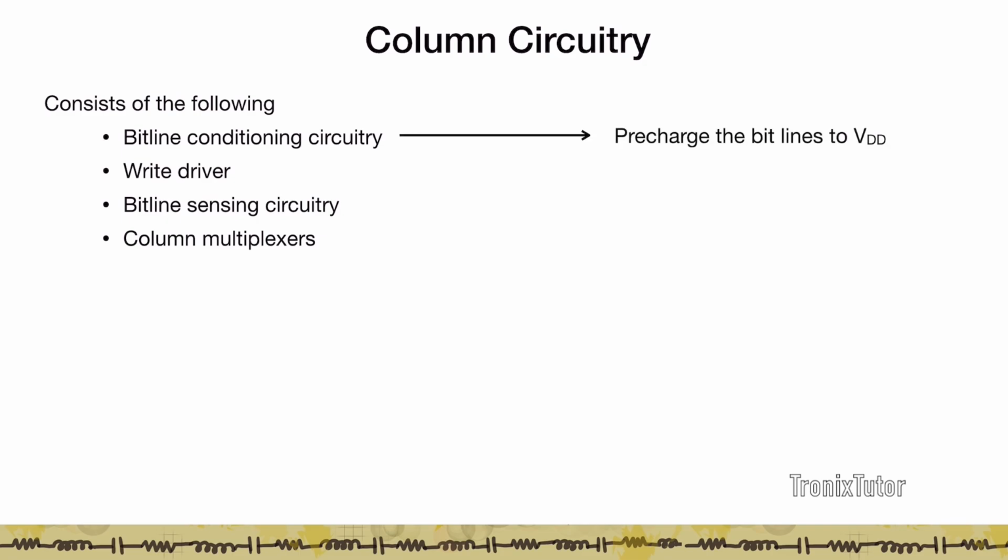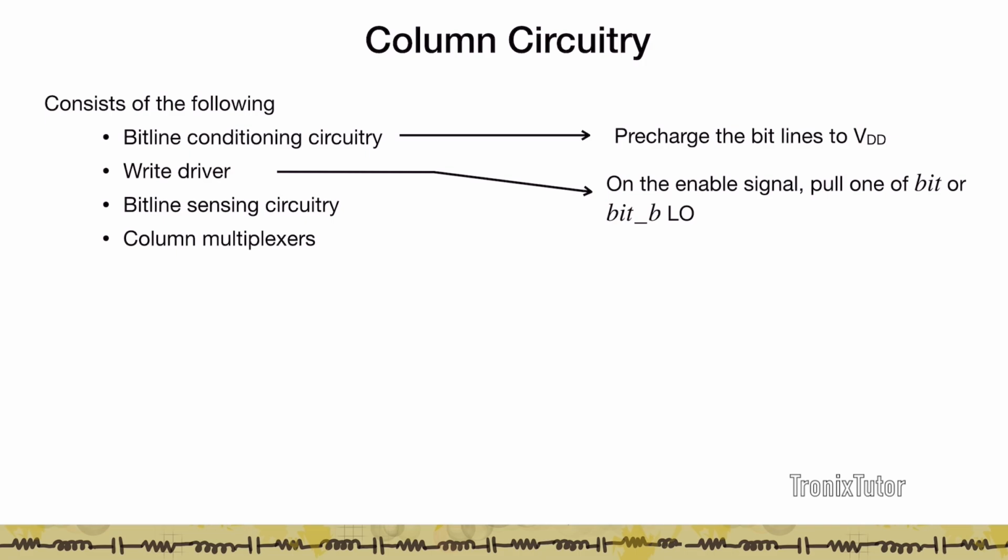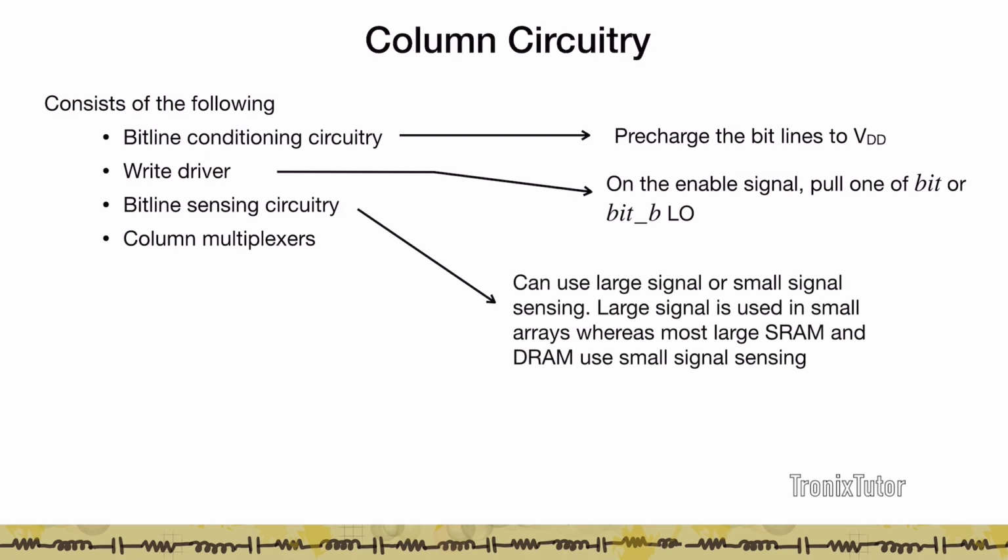So if we look at the bit line conditioning circuitry, it is required to pre-charge the bit lines to VDD. You have a write driver, which on the enable signal will pull either bit or bit bar to 0. We have a bit sensing circuitry, and this circuitry can either be a large signal sensing or a small signal sensing. We look at both.